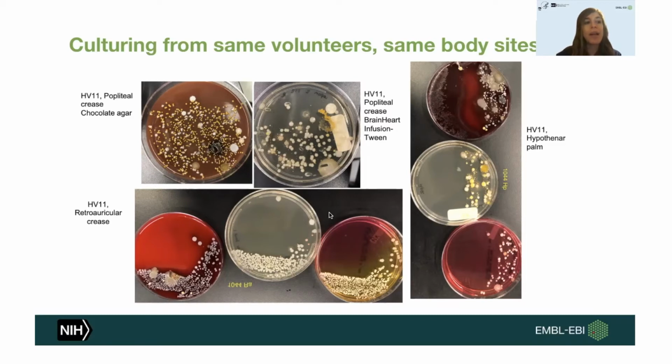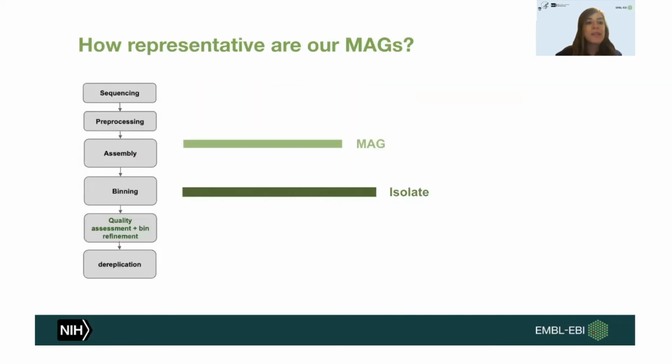So to assess the quality of our MAGs, we then compared our MAGs to their matching isolate genome. Here I'm showing a MAG and an isolate, and we would expect that MAGs are incomplete. That's why I'm showcasing the MAGs as being smaller than the isolate genome.